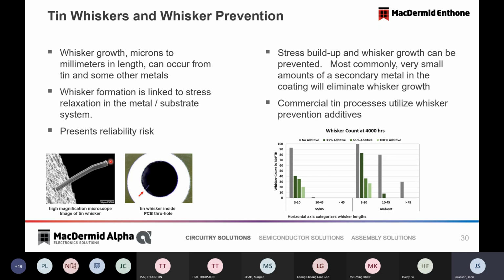For most of the chemical processes that are offered in the industry, this is done through the addition of a small amount of an alloying element, very small amounts of a secondary metal. Those are delivered through an additive, and those have been proven to be quite effective. These graphs show that by using these additives, we can very effectively reduce the amount of whiskers from a process. So I would say that the risk of whiskering from a process that's run effectively is quite low.